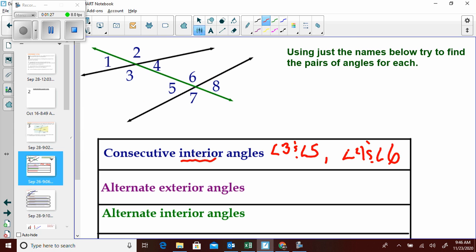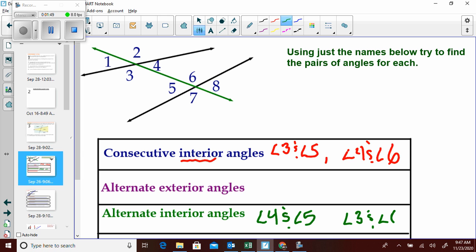Now I want to jump real quick to alternate interior. Let's stay on the inside, the interior. They're alternate interior angles. That means they're on alternating sides. So 4 and 5. And then the other one would be angle 3 and angle 6.